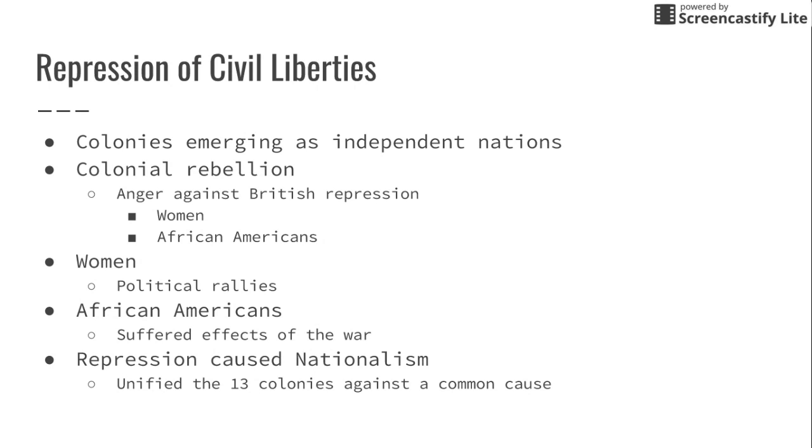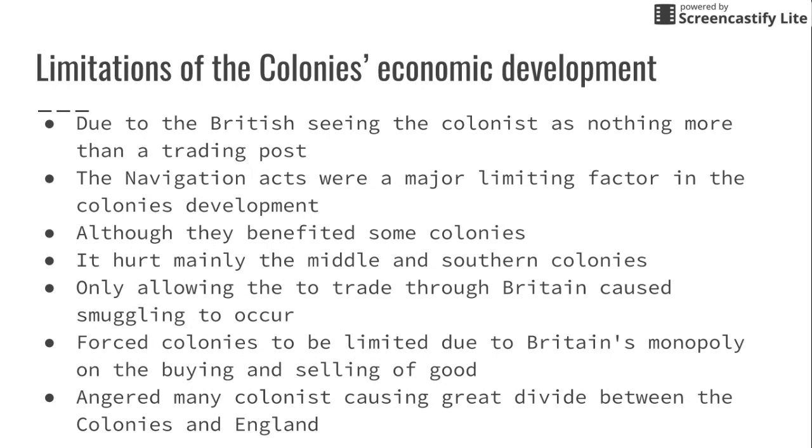So the two main groups that spoke out against British repression were women and African Americans. Women were especially evident in political rallies, as were the African Americans who suffered a lot of the effects of the Revolutionary War. So they both had a huge part in stepping out and speaking out against British repression. Another huge factor is that repression also caused nationalism. So the combined effort of not being happy with the British repression caused the 13 colonies to unify against a common cause. All right, and next is the limitation of the colony's economic development.